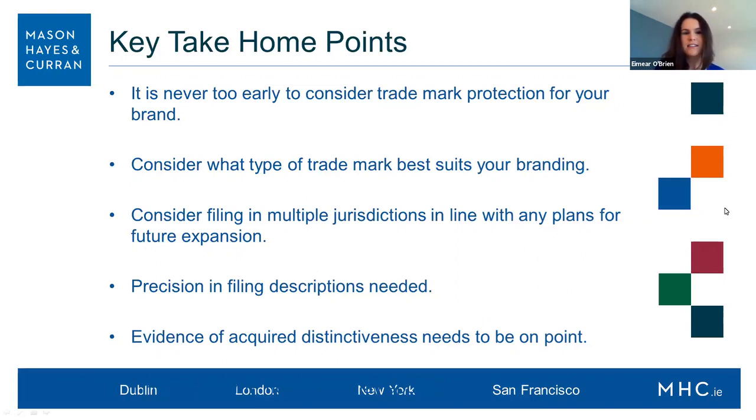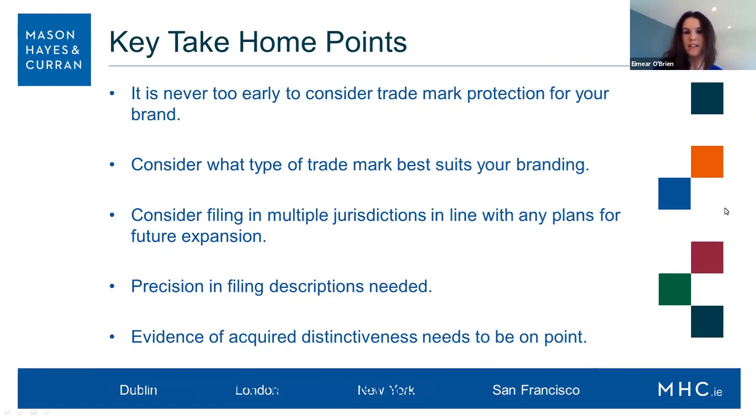And the third one here is consider filing in multiple jurisdictions in line with any plans for future expansion. And that again ties into this 5-year window that you have. And also just to ensure that you get an early filing date, or as early as possible a filing date in any jurisdictions that you might want to move into. Because of course, when it comes to opposing a mark or opposing anybody else's use of a particular mark that you think is conflicting with yours in a jurisdiction, it may come down to who has the earlier mark and the earliest filing date.